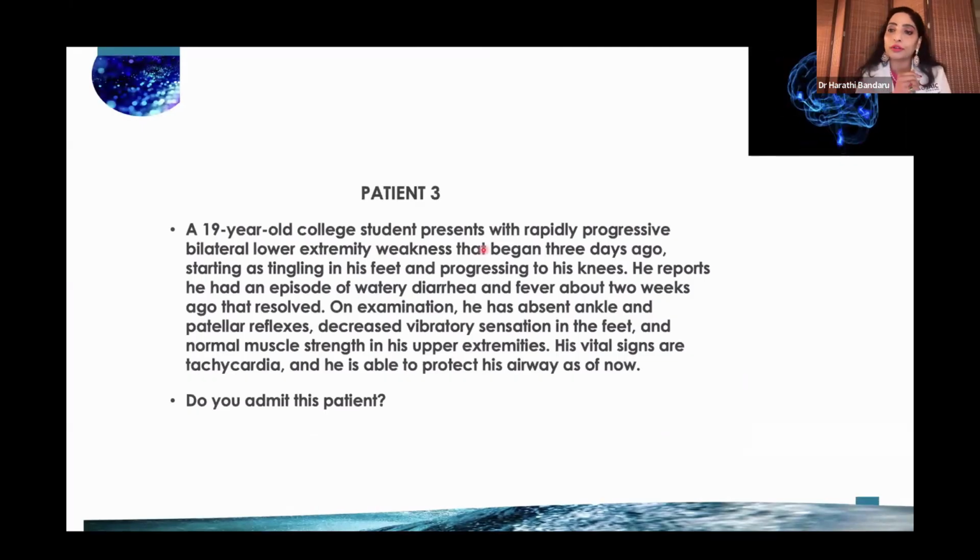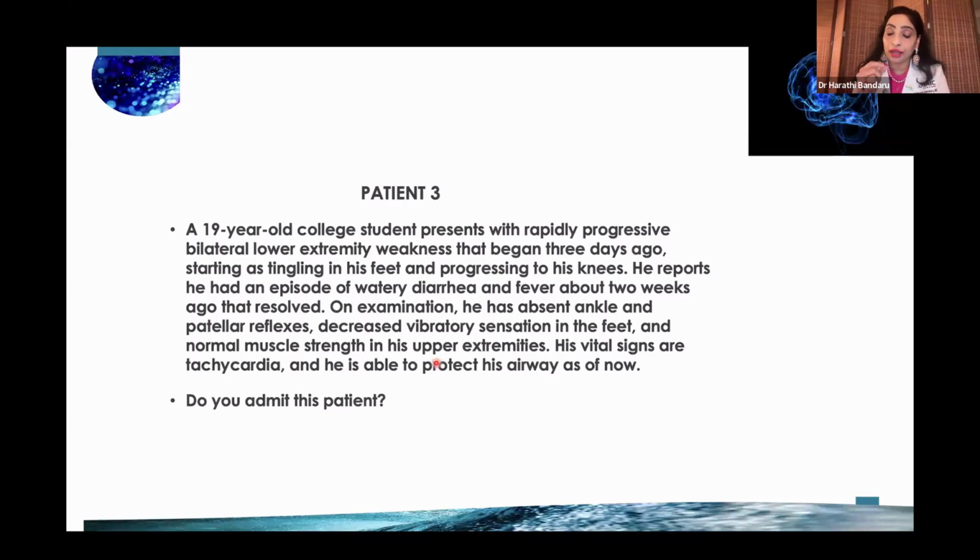Okay, let's move on to the last case. Most of these cases you have already seen in your casualty or ER. A 19-year-old college student presents with rapidly progressive bilateral lower extremity weakness. Rapidly progressive, look at the timing. It began 3 days ago, starting as tingling in the feet and progressing to his knees. He reports he had an episode of watery diarrhea and fever about 2 weeks ago.